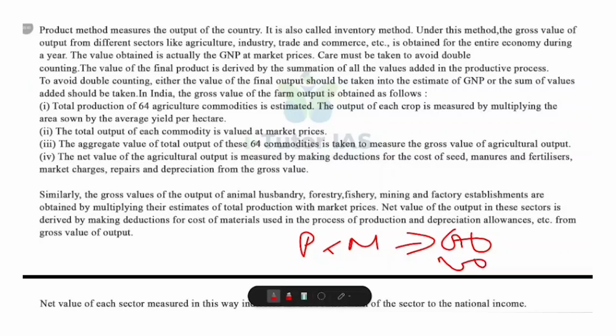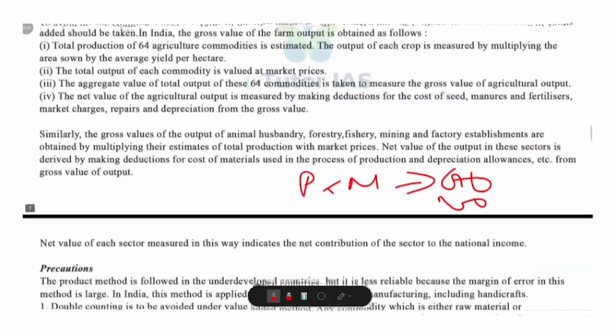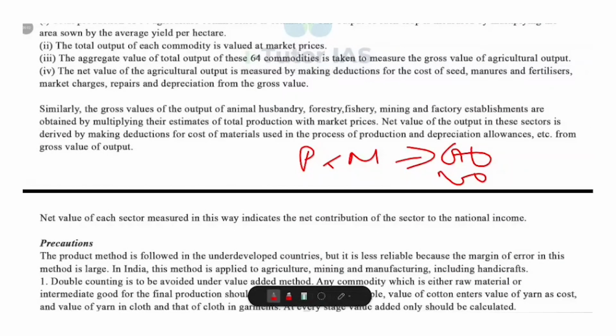So when we add net values of all sectors, we will get the net contribution to national income. And now, why is it called the net value added method? Because instead of counting all sales, which would count intermediate goods multiple times, we only take the value added at each stage.